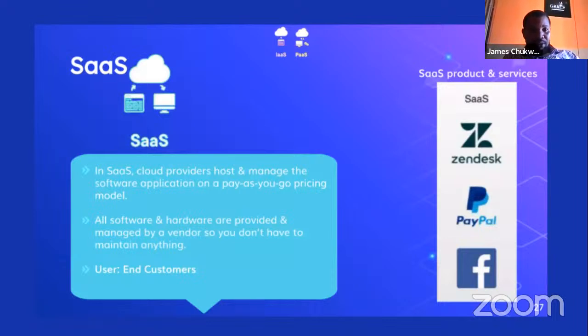So in software as a service, the cloud provider hosts and manages the software applications on a pay-as-you-go pricing model. All software and hardware are provided and managed by a vendor, so you don't have to maintain anything. And who are the users of this particular kind of service model? Usually the end customers.